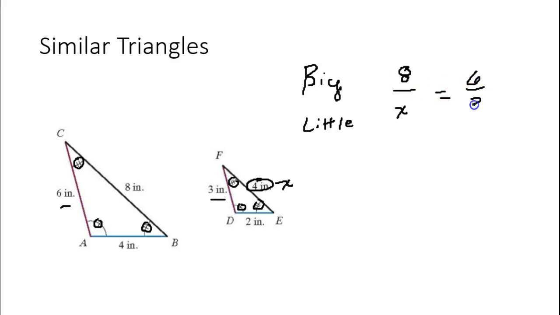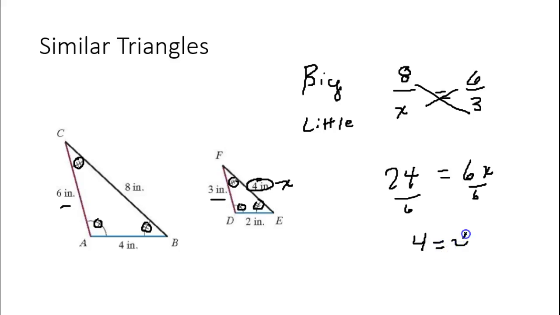And yes, I could have used 4 and 2. And then I simply cross multiply. 8 times 3 is 24. x times 6 is 6x. Divide both sides by 6. And we see our answer is 4. And of course, we already knew the answer is 4.